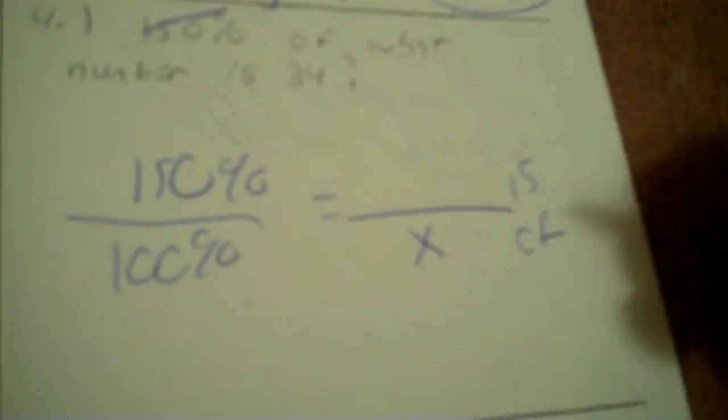Number 4, 150% of what number is 34? So the percent is 150. After of, it says what number, so x is the of, and then 34. Okay, now I should get a number lower than 34, okay? So I know that 150 times x is equal to 100 times 34. 22.6 repeating.